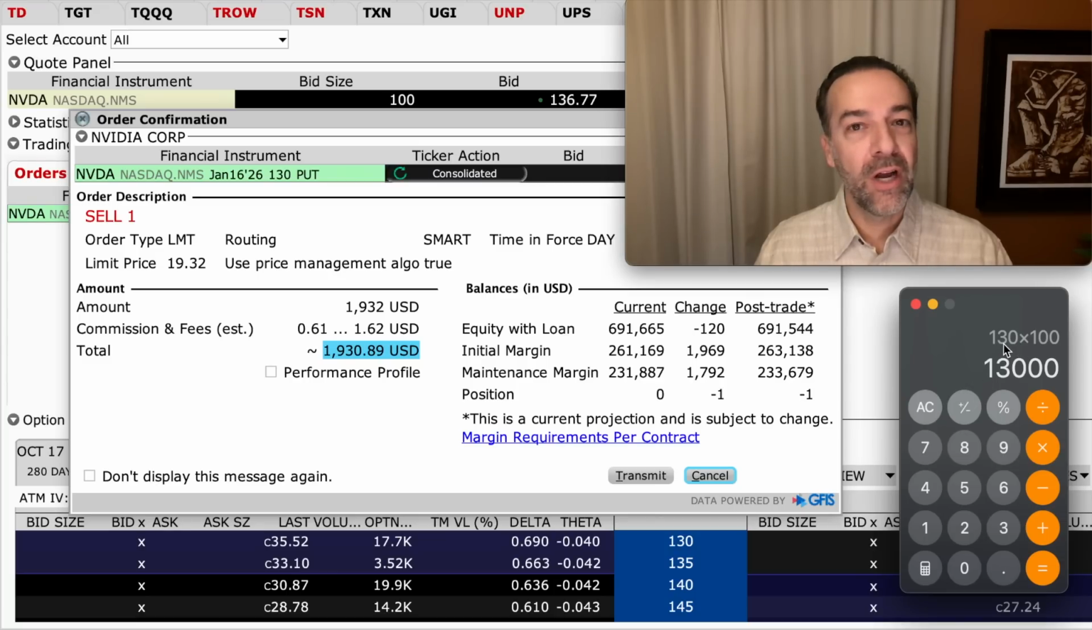It's the $130 strike price, and each option equates to 100 shares. It's about $13,000 to buy this stock if it was assigned to you. Now, again, there's a lot of things you can do to prevent assignment. Let's just say it was assigned to you, that's what you would need. But you're getting $1,930 up front. So, not a bad gig.